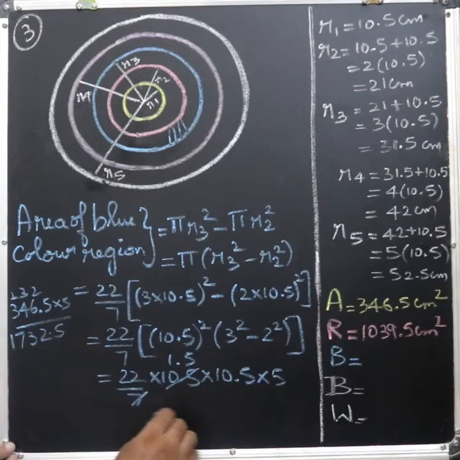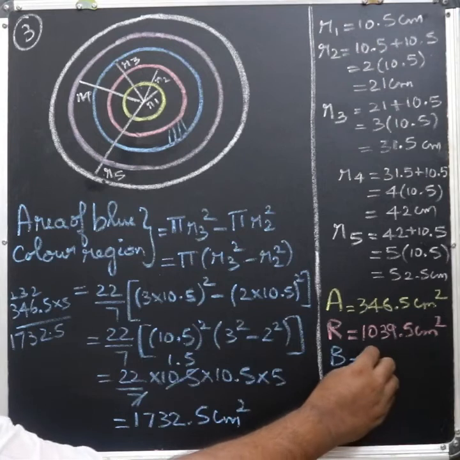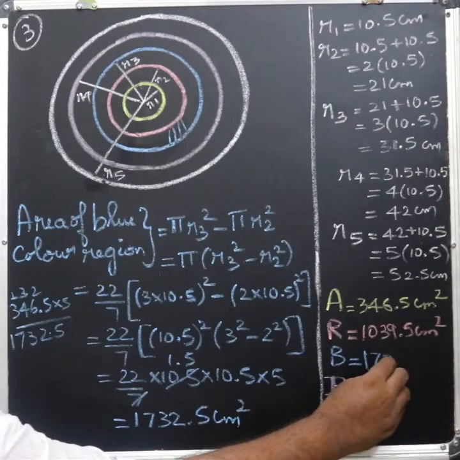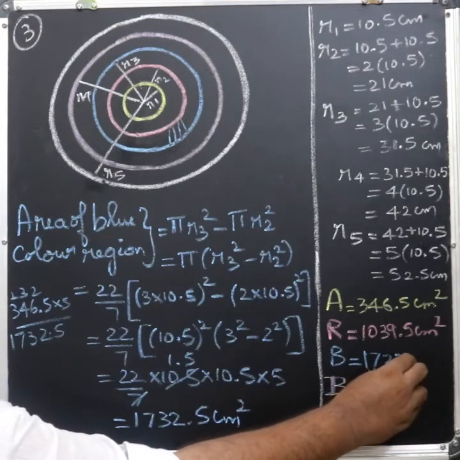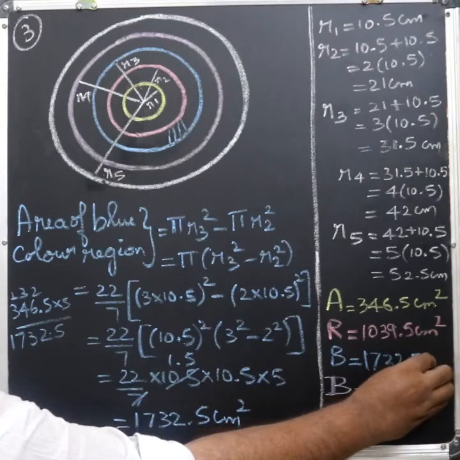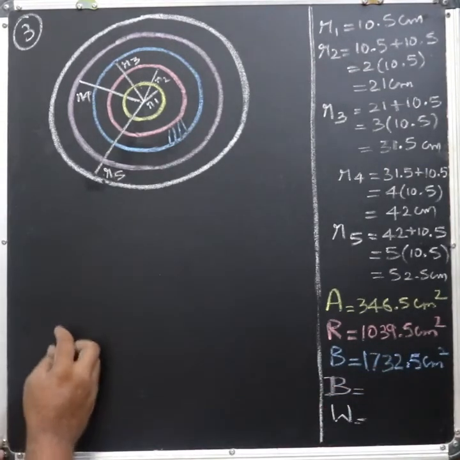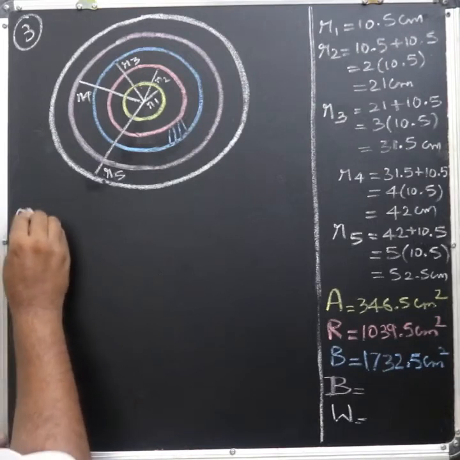So we are going to have 1732.5 centimeter square. Area of this blue region is 1732.5 centimeter square. Now we are going to find area of the black region.